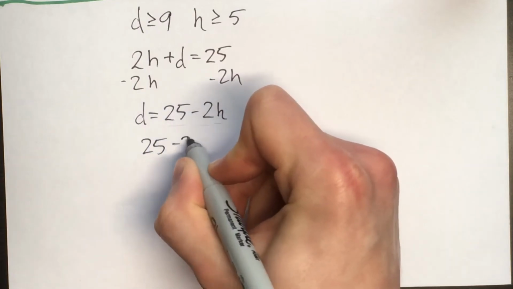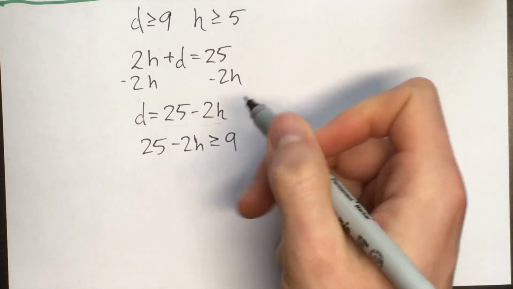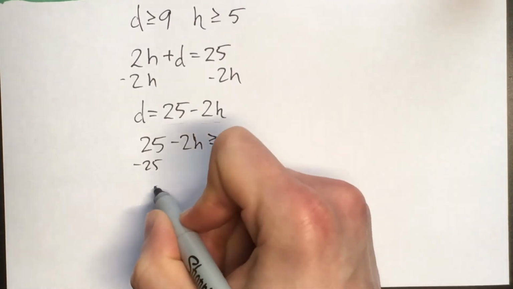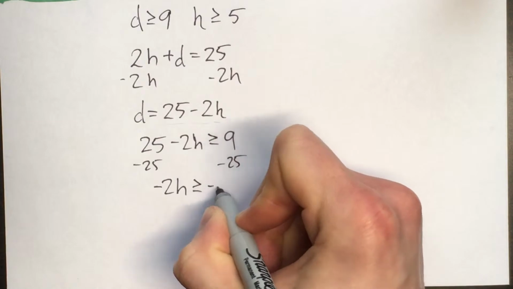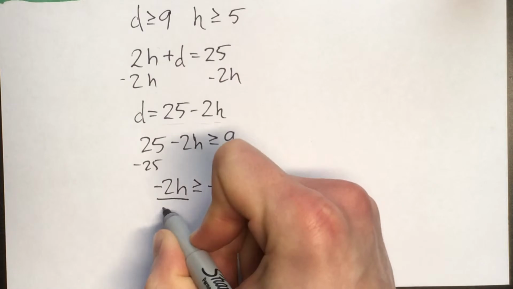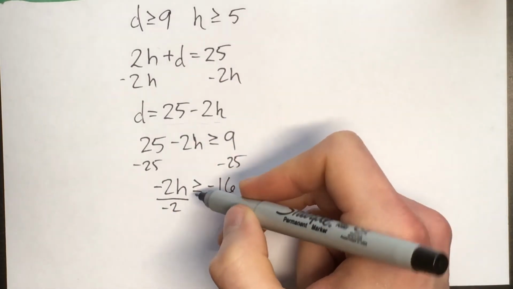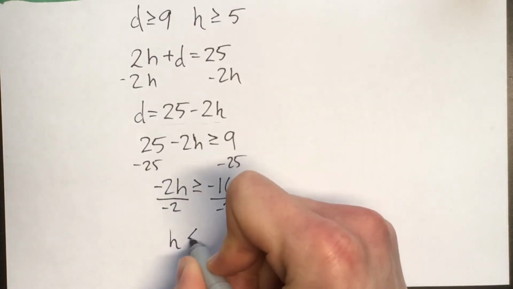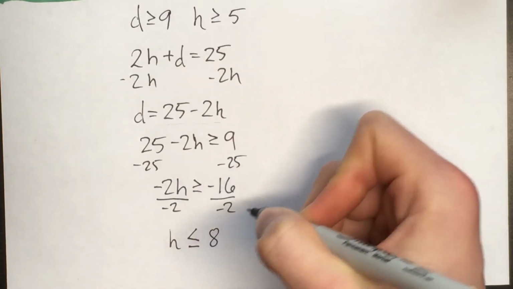So 25 minus 2H has to be larger than or equal to 9. From here, let's solve for H. So minus 25 on both sides. So we have negative 2H is larger than or equal to negative 16. From here, to isolate H, we want to divide both sides by negative 2, right? And don't forget that in an inequality, when you multiply or divide by a negative, you want to switch the sign. So it's H is less than or equal to negative 16 over negative 2, which is 8.